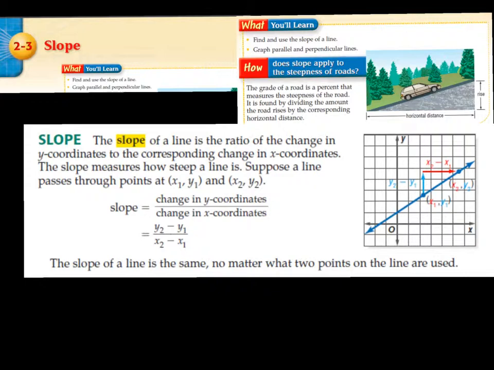The slope of a line is the ratio of the change in the y-coordinates to the corresponding change in the x-coordinates. The slope measures how steep the line is. Suppose a line passes through the points (x sub 1, y sub 1) and (x sub 2, y sub 2). Then slope is change in y, which in science they write with a little delta, over change in x, or y sub 2 minus y sub 1 over x sub 2 minus x sub 1. The slope of the line is the same, no matter what 2 points are used.